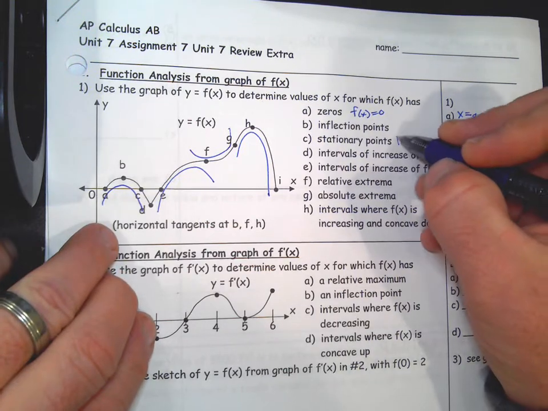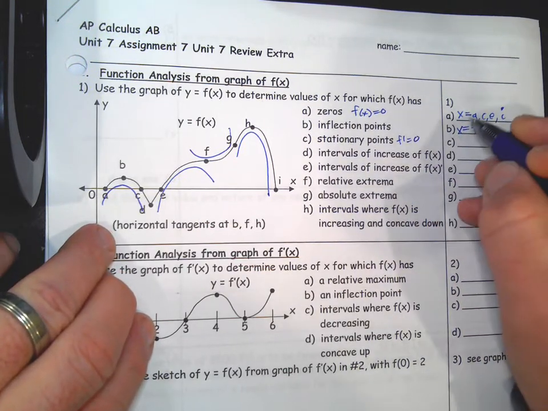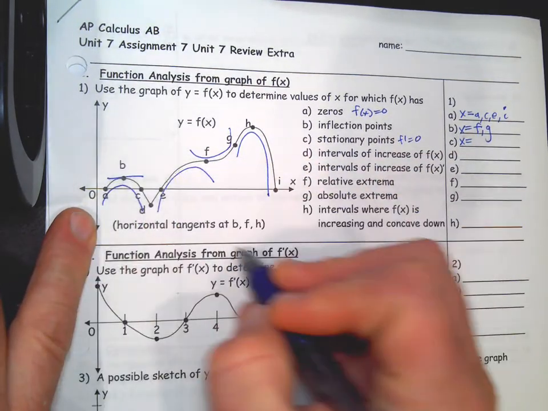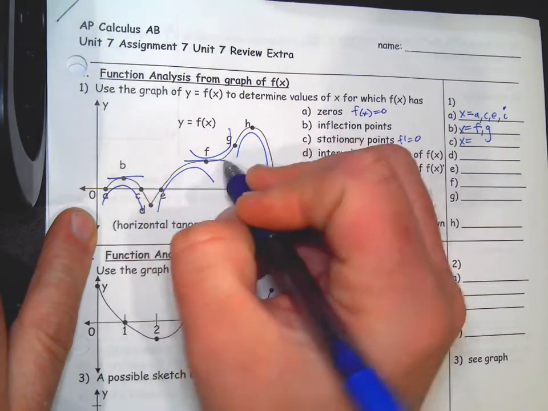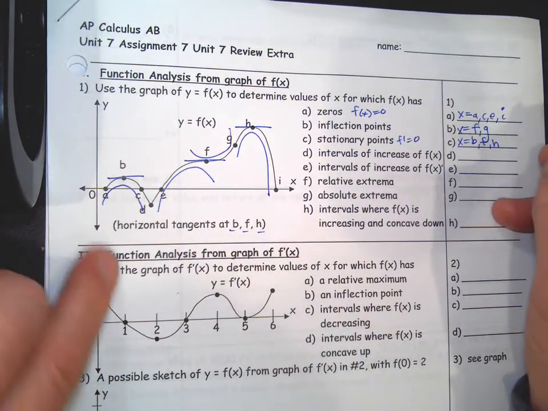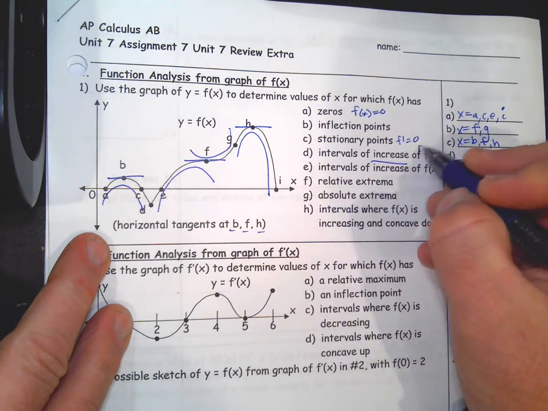Stationary points are where F prime equals 0. That's like critical points, but only the smooth ones. So B, F, and H. Intervals of increase, that's where F prime is positive.